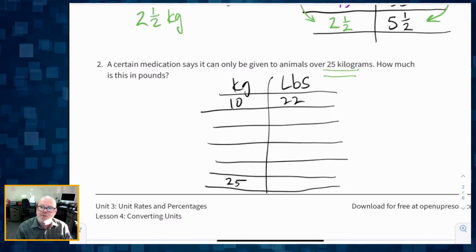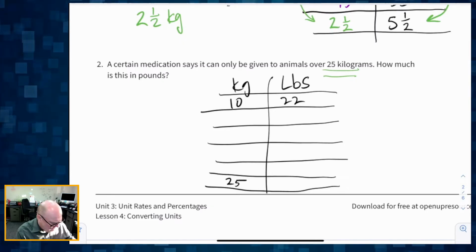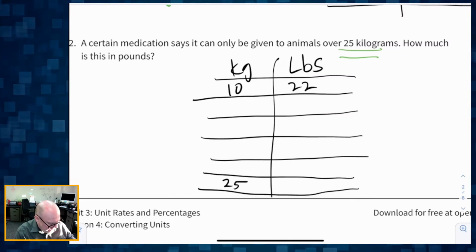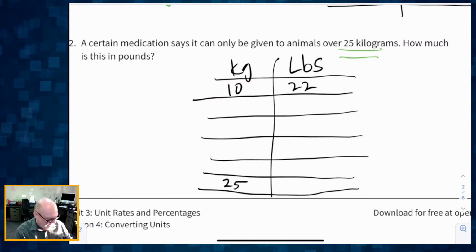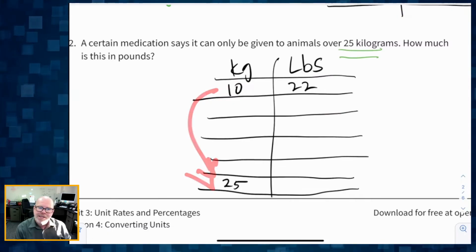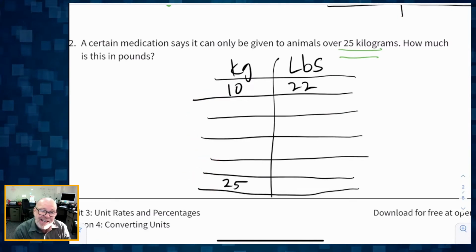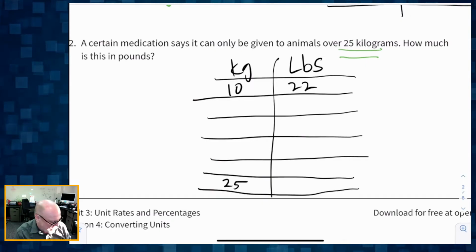All right, so there's my table. It's an ugly table as all heck, but that's okay. So how do we turn, it's almost like a game. How do we turn a 10 into a 25? Through multiplication and division. There's lots of ways. In fact, there's an infinite number of ways that we could do this.